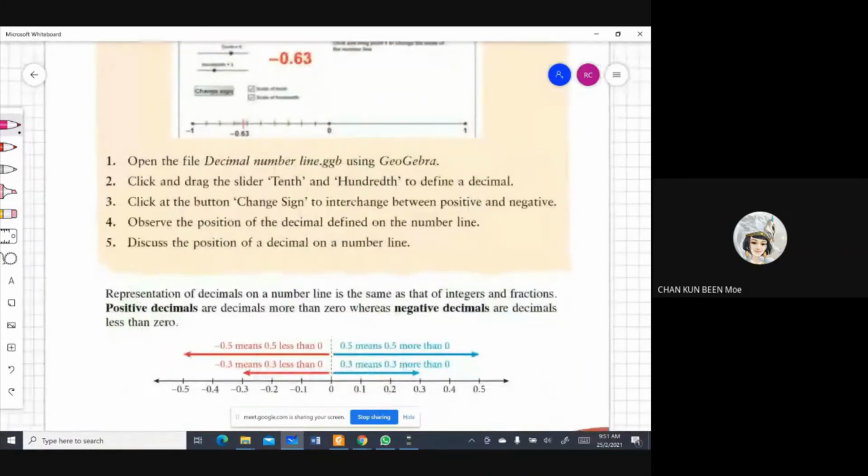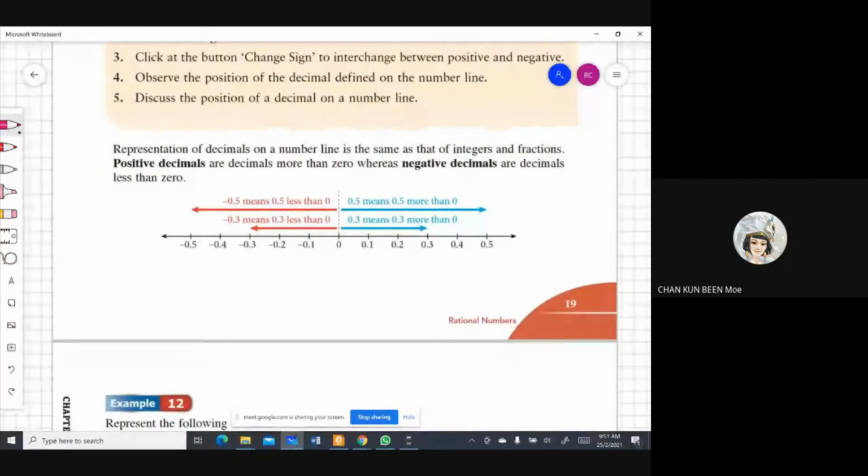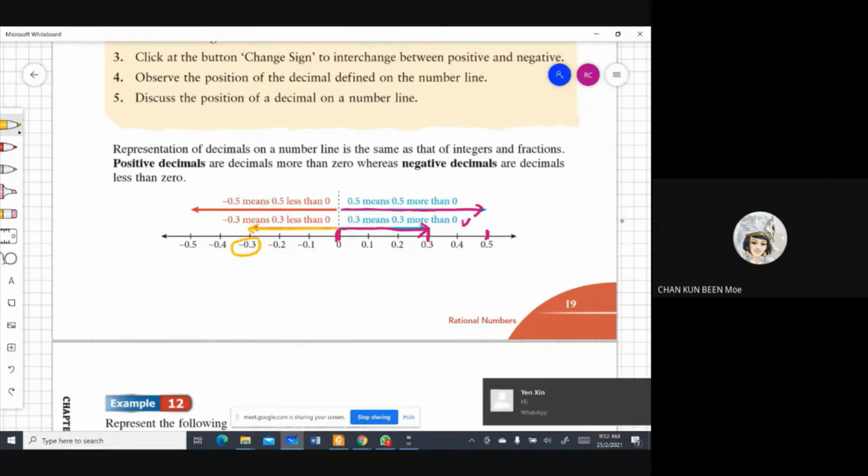Okay, first thing, we are going to go through the number line again as usual. If you look at the number line here, start from 0, okay? They are showing 0.3 here. 0.3 means 0.3 more than 0. If you are pointing at 0.5, then you can look at this line. 0.5 means 0.5 more than 0. And to the left, they are showing negative 0.3. Negative 0.3 means 0.3 less than 0. Same if they are pointing over here, negative 0.5 means 0.5 less than 0.